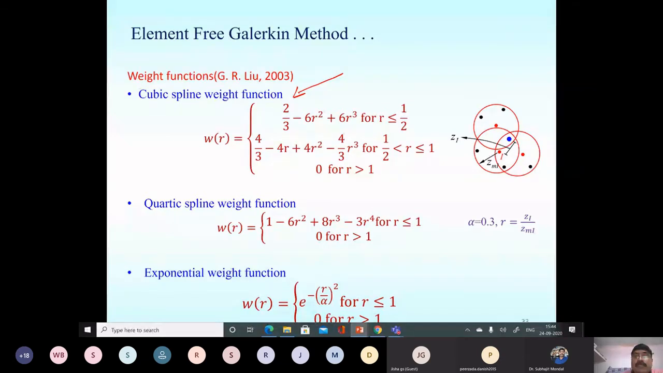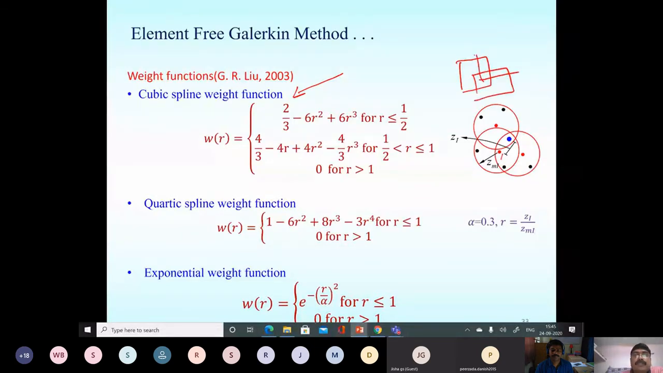Here, as I said, the weight function is defined in such a way that it has a value within a particular region, and beyond that it is 0. We can even have a rectangular weight function system.